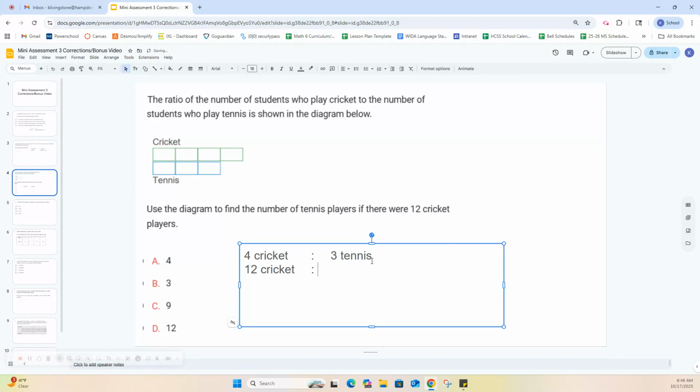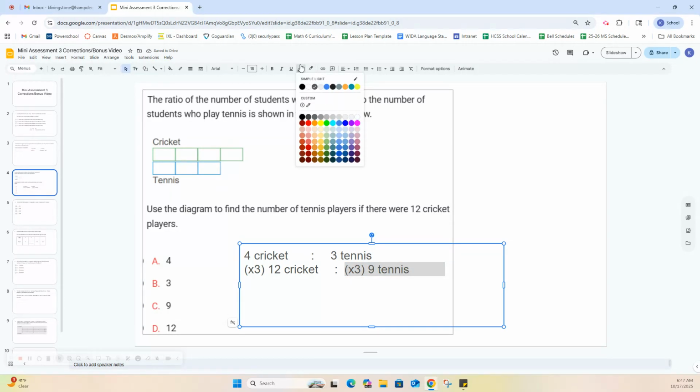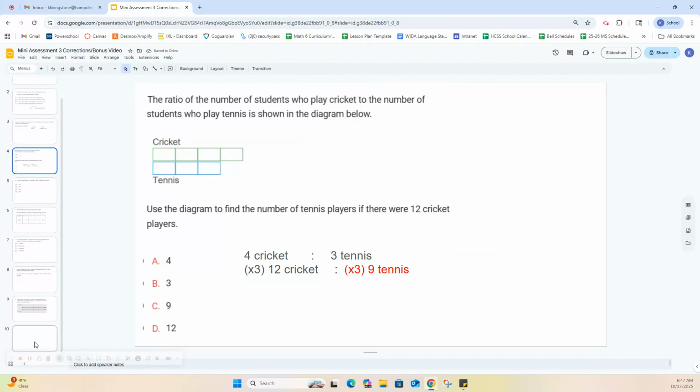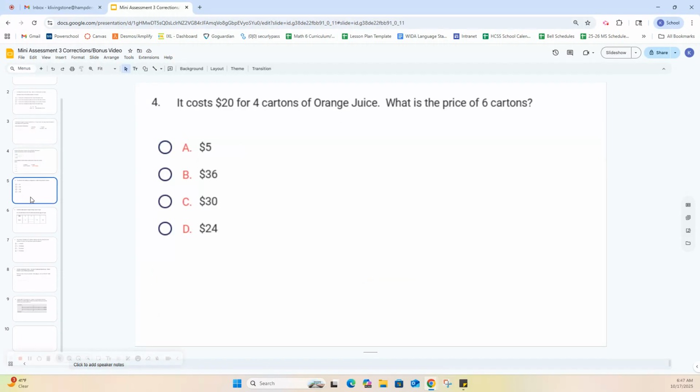But we want to know a rate of 12 cricket players. So we need to think, how did I go from 4 cricket players to 12 cricket players? We multiplied by 3. So if we multiply the cricket players by 3, we also need to multiply the tennis players by 3. And 3 tennis players times 3 gives us 9 tennis players. So that would be our final answer. All right, let's keep going.